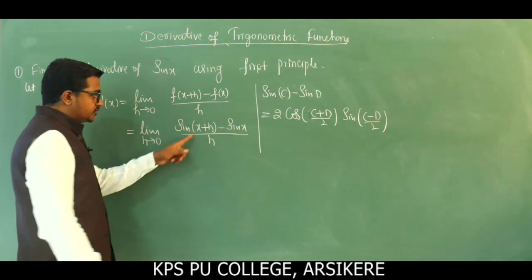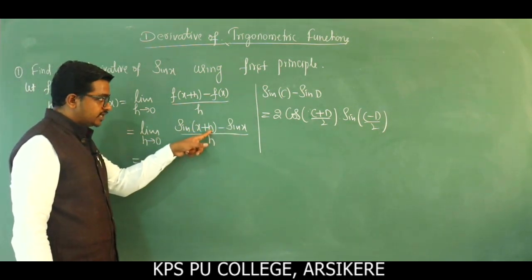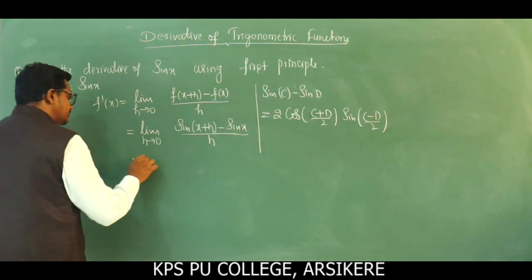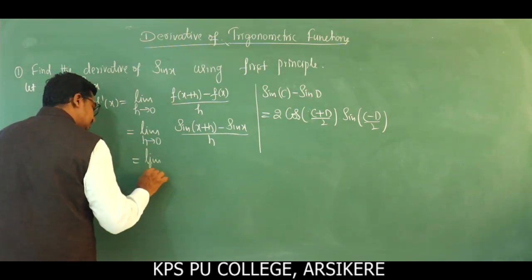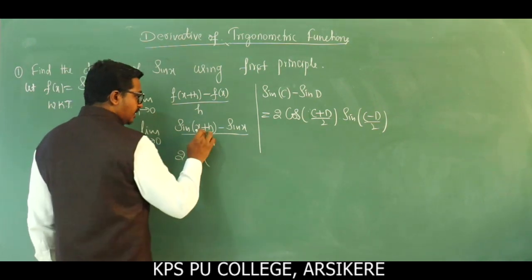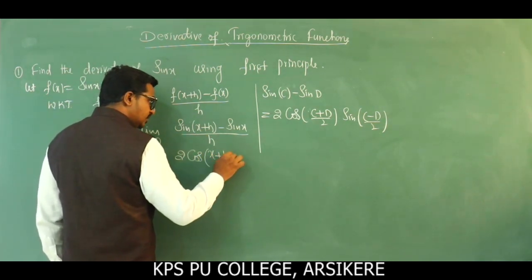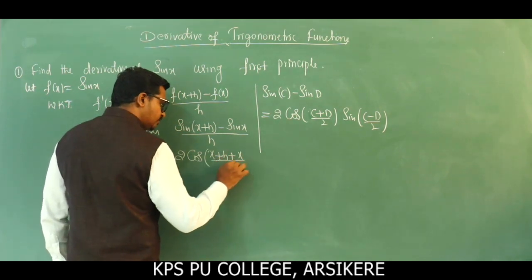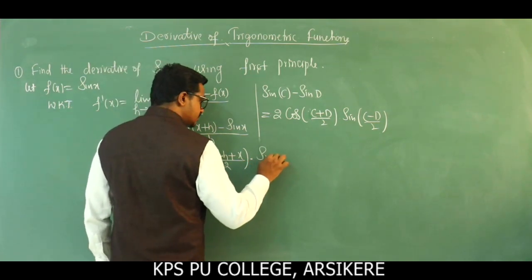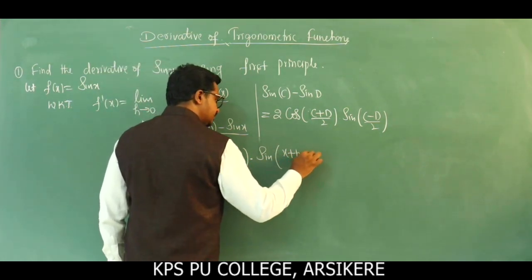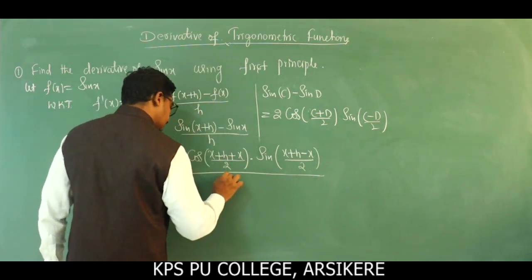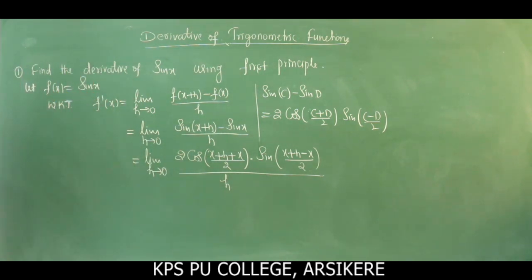Numerator is the same here. So sin of x plus h is sin c, minus sin x is sin d. So this becomes limit as h approaches 0 of 2 into cos of c, here x plus h plus x divided by 2, into second term sin of x plus h minus x divided by 2, whole divided by h.